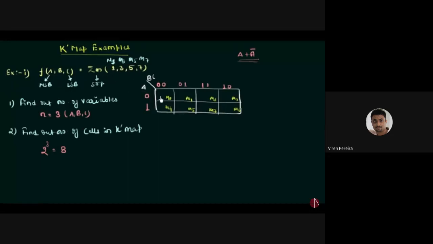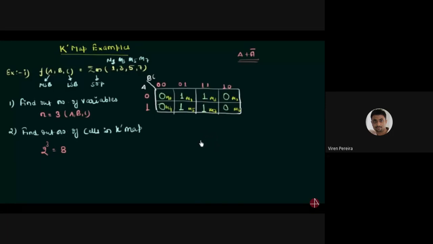So for M0, it's not true, so I will write 0 here. For M1, it is true, so 1 here. M2, it is not true, so 0. For M3, it is 1. For M4, it is 0. For M5, it is 1. For M6, there is no 6 here, so it is 0. And for M7, it's 1.